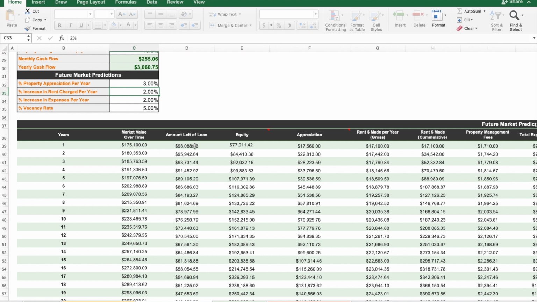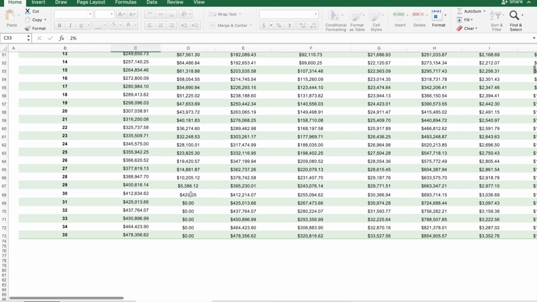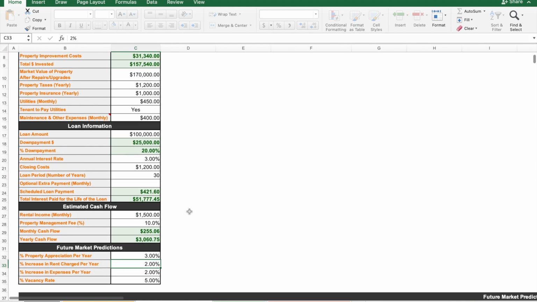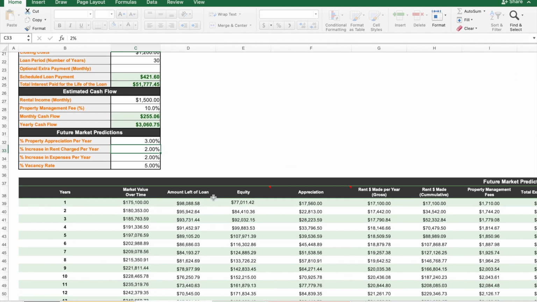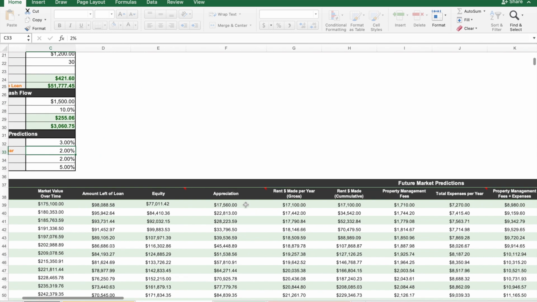And then over here, this is the amount left on your loan after every year. You just work down the list, you see it continues to drop until you get to year 30, and then you're done. This is a 30-year loan term. So then after that, we have the equity, which is the market value minus the remaining loan balance. So column C minus column D is going to give you the total equity in the property. And here you got the total appreciation, which is the market value minus the total investment, so how much the property has gone up in value.